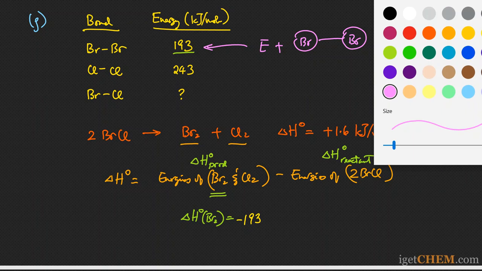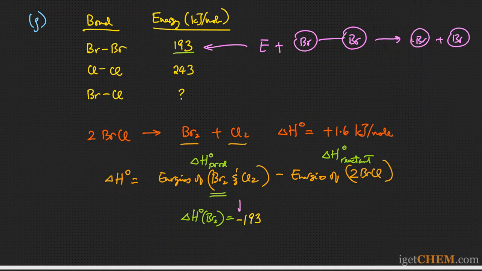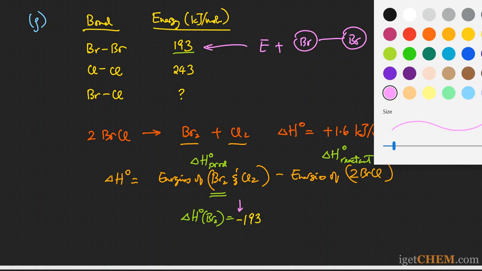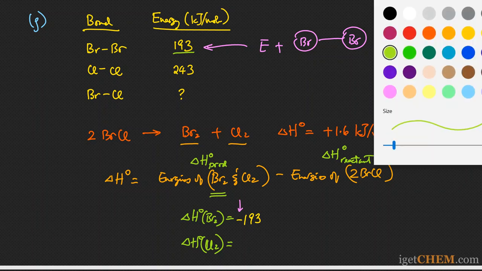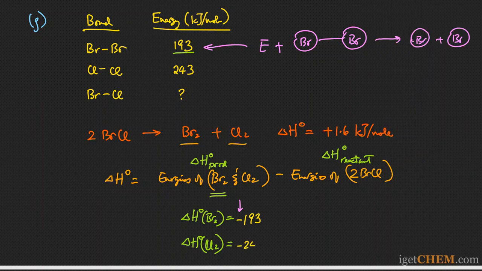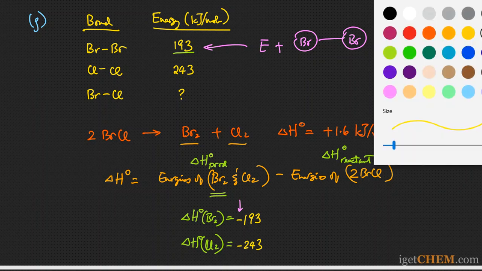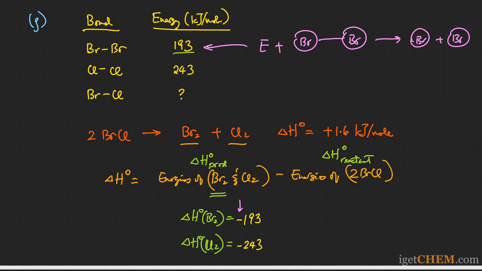So let me just emphasize that right here. So notice this negative sign. And similarly, delta H of Cl2 is the negative of the Cl-Cl bond energy. So it's negative 243. Let me use the same color to be consistent. Negative 243. And now we have the delta H of the reaction on the left side. So delta H is equal to 1.6 and positive.